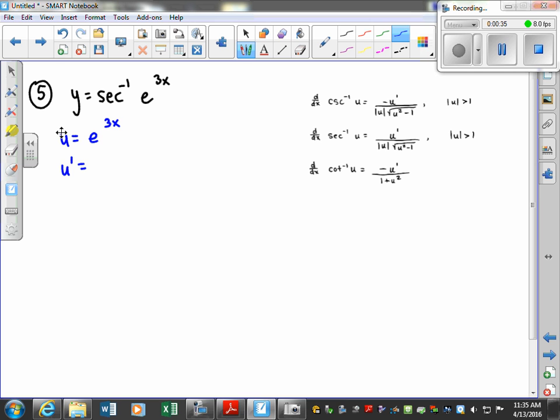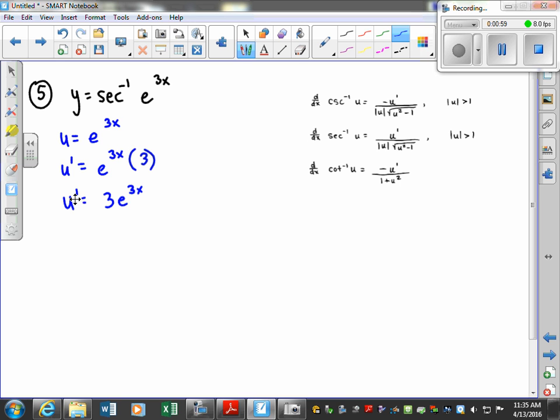Remember, it's e to the 3x times the derivative of that. So e to the 3x times the derivative of that exponent, which would just be 3. And I could simplify that if I wanted to, just 3e to the 3x. Now you're familiar enough with this, you can probably skip this step, but whatever you're most comfortable with.